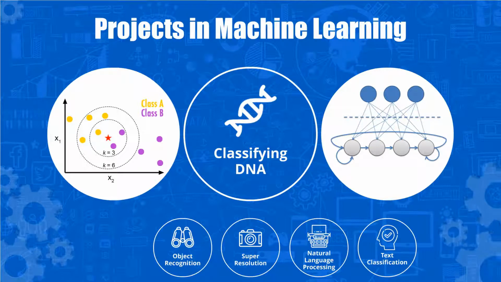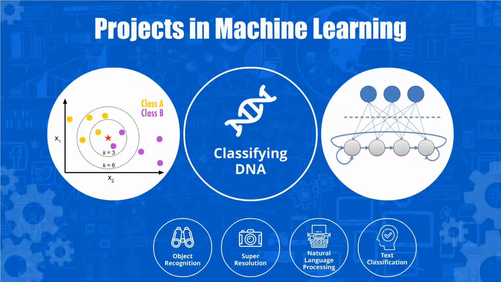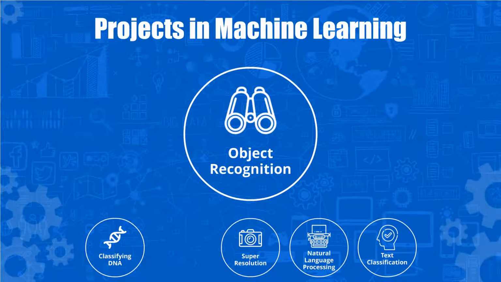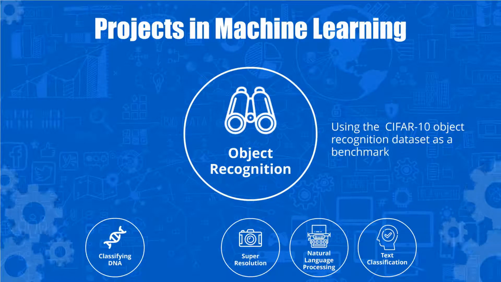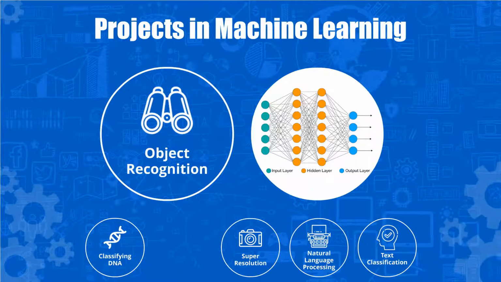coli DNA sequences. This project will use a dataset from the UCI machine learning repository that has 106 DNA sequences with 57 sequential nucleotides each. Our second project is going to be obtaining near state-of-the-art performance on object recognition tasks using deep learning. Using the CIFAR-10 object recognition dataset as a benchmark, we will implement a recently published deep network that can obtain similar results to state-of-the-art networks despite having less parameters and smaller computational requirements.